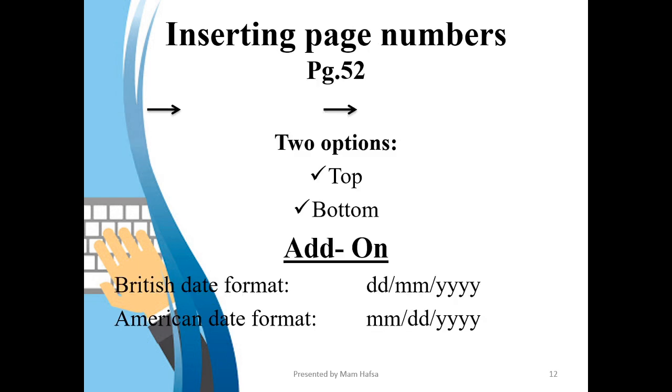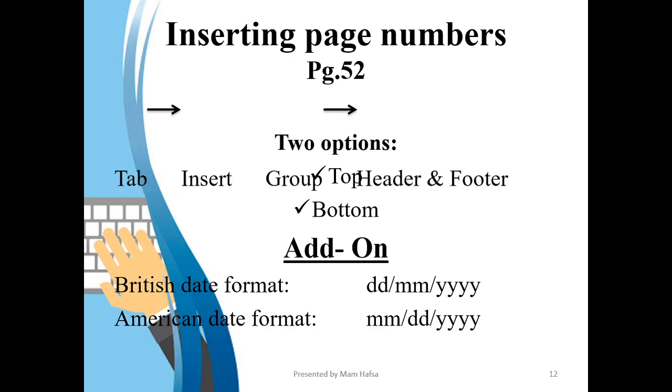On the same page 52, we see inserting page numbers. Here we see two options, that is top and bottom. Now it's your choice whether you want to show the page number at the top or at the bottom. What is the use of mentioning page numbers? It gives us the information that how many pages we have in a particular document. Another convenience is that if you want to go to a particular page, you just write down the page number and that page is in front of you.